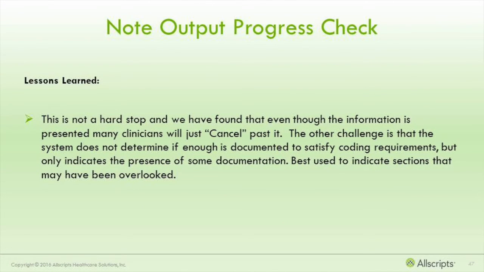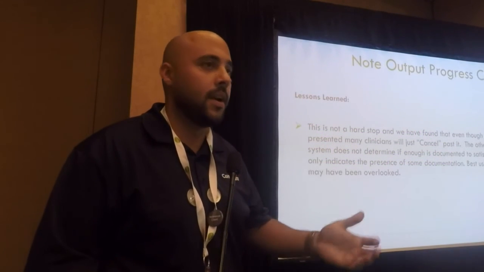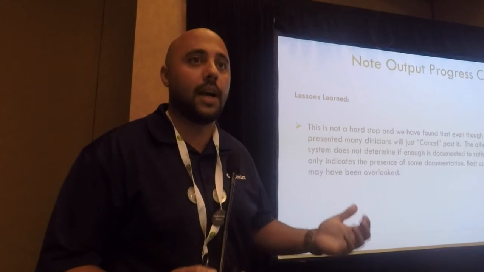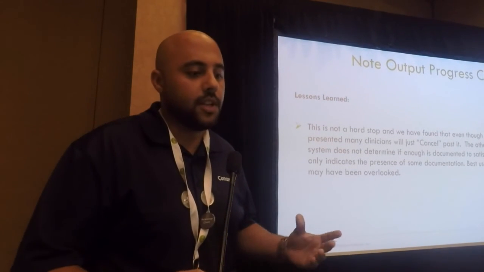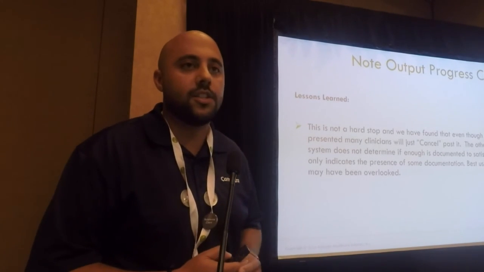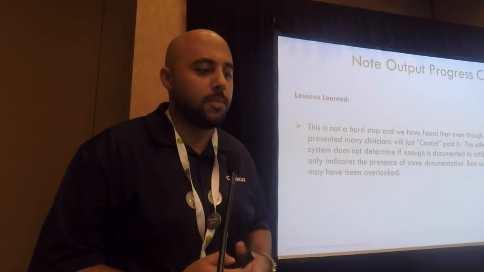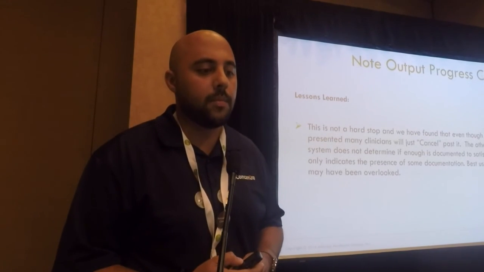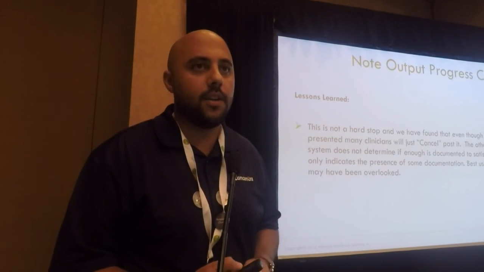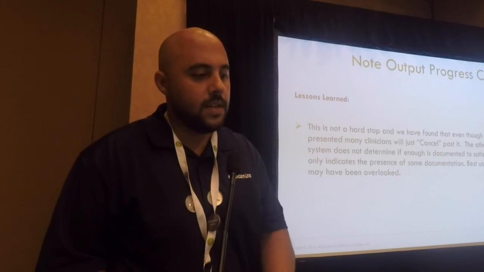Another challenge is that it doesn't satisfy documentation for coding requirements. It only indicates if documentation is present in that section. So you could literally type in a period in a free text box in that section, and it's only checking for content. So really, it's best used to just indicate that sections may have been overlooked, especially for new users. The review of systems we saw was frequently being missed. So for things like that, it's helped out.